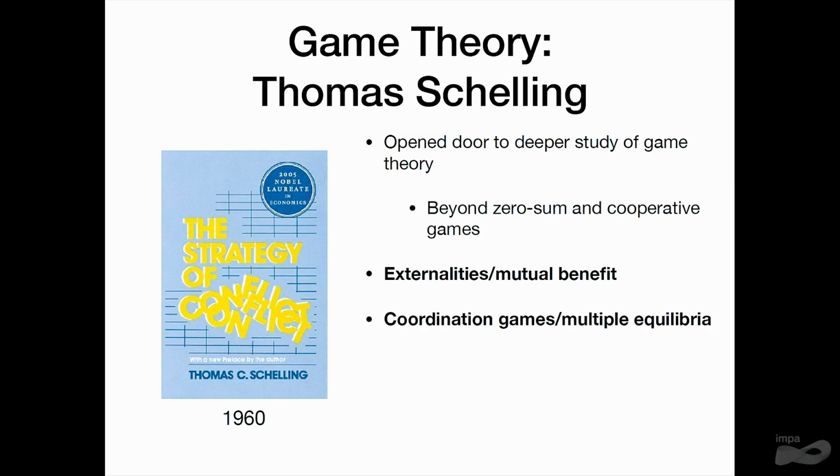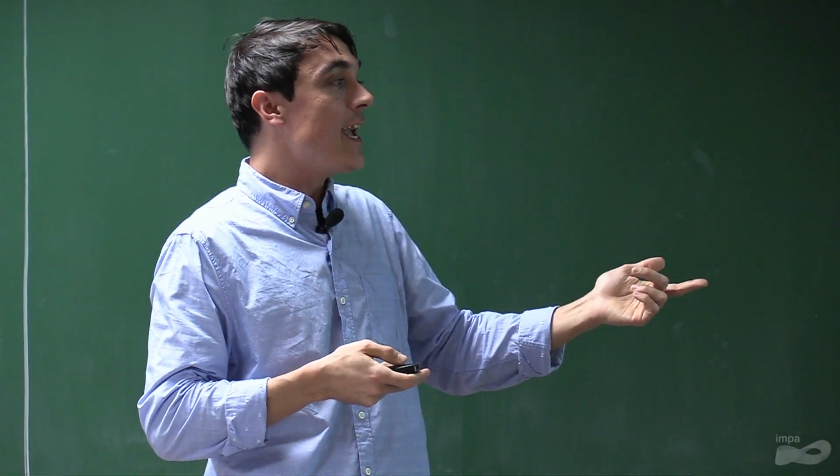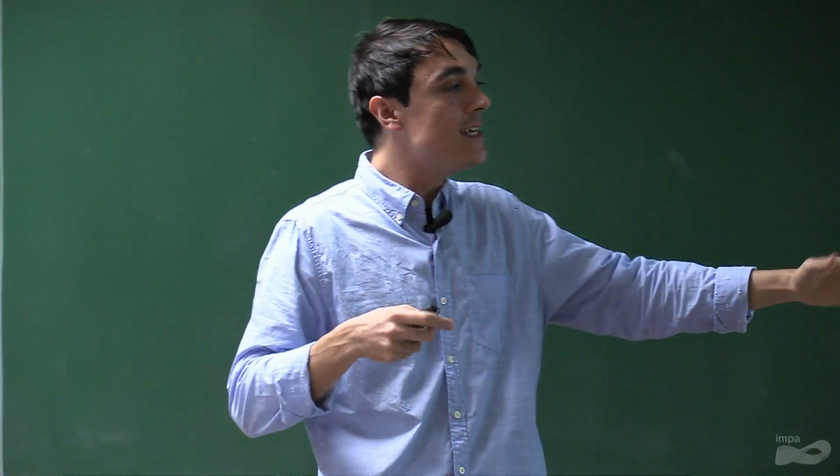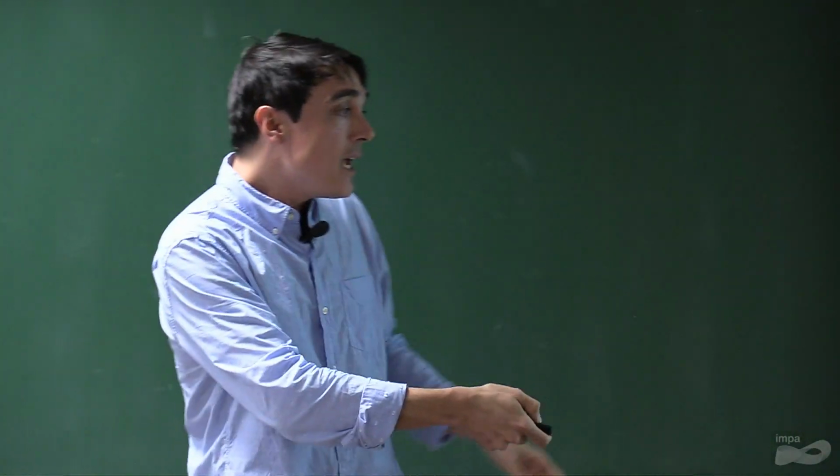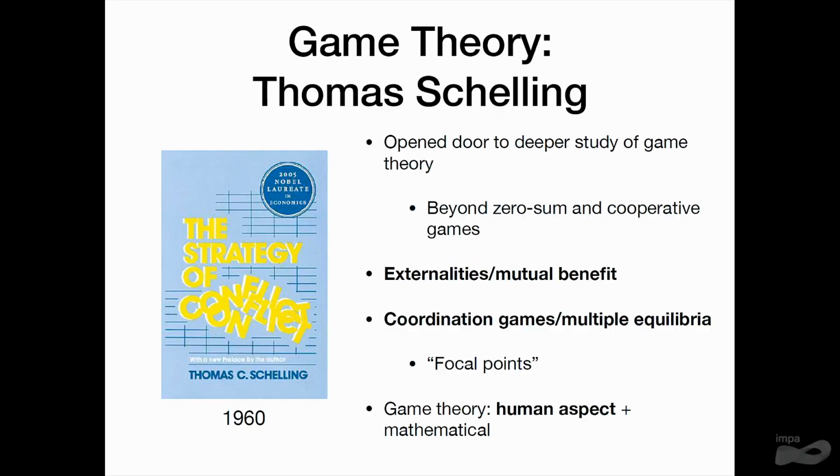Schelling also brought up the importance of coordination games, games with multiple equilibria, because the idea is if there are multiple Nash equilibria, how do we know which ones people play? So he said that in coordination games, he conjectured this idea of focal points. There's some human element to game theory, to games, that helps us choose equilibria when there are many of them.